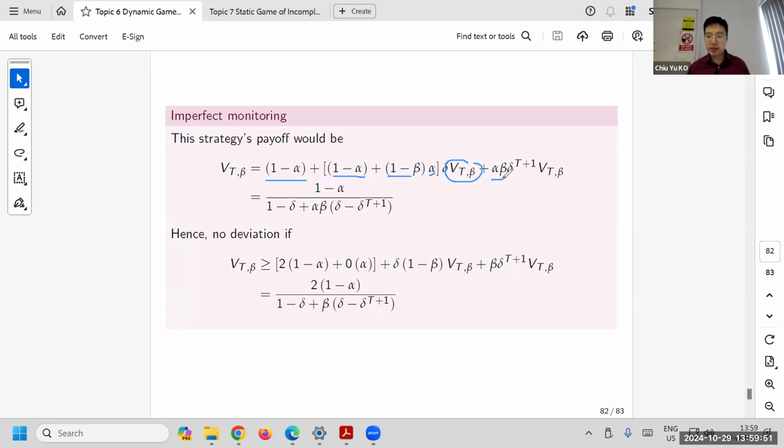But in the bad time, remember we will punish ourselves for T periods, okay? So after T periods, we'll go back to normal. We go back again, right? During this T period, everyone gets 0. Is that okay? So let me repeat it.